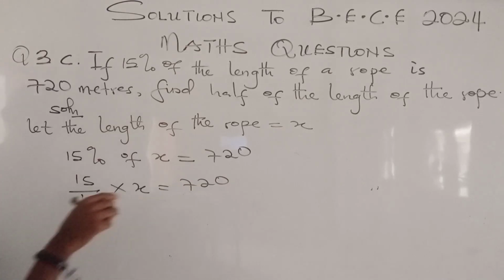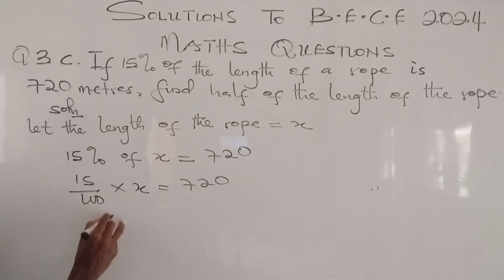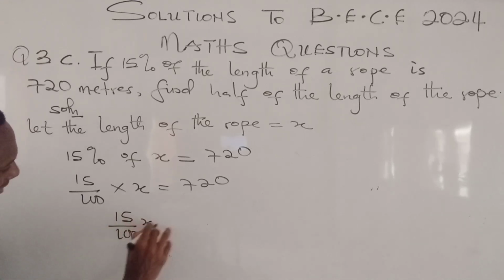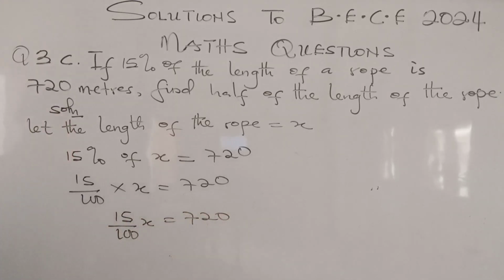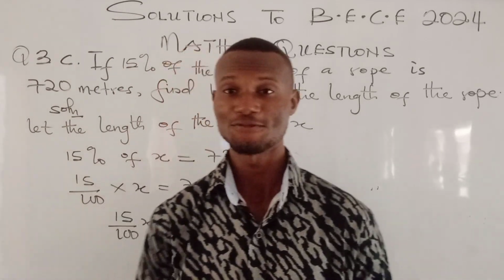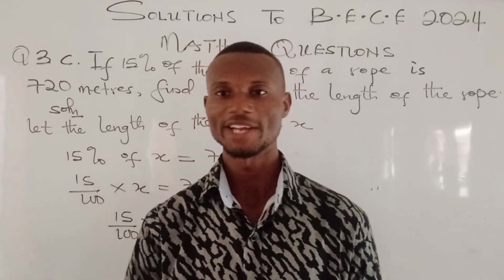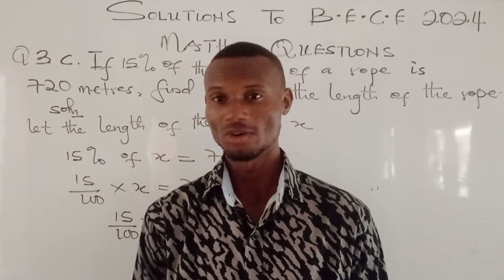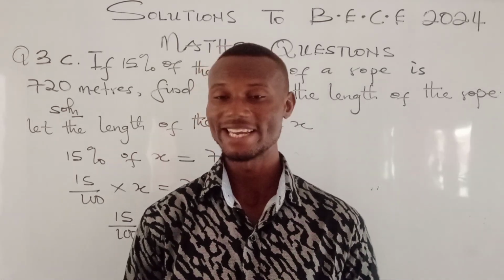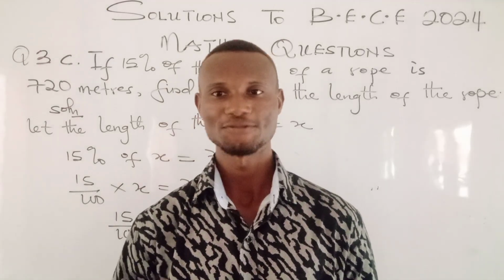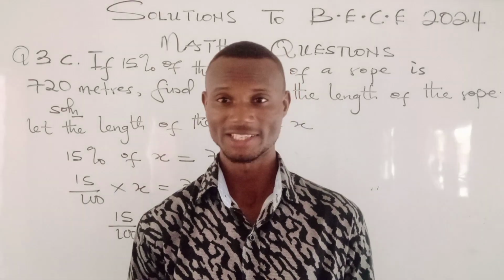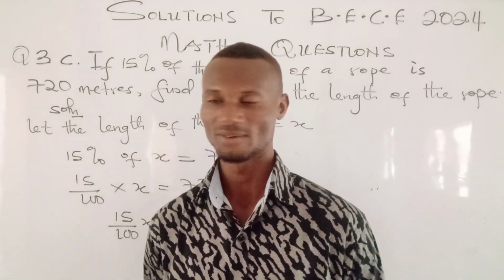So 15 over 100 times S will give me 15 over 100 S. So I'm going to have 15 over 100 S equals my 720. Anytime you have a linear equation which contains fractions, what you do is multiply through by the LCM. And also I've taught you LCM. We treated LCM as a full topic. So if you don't have any idea of LCM, just search for my videos again either on Facebook or YouTube, and you'll get the videos on LCM to watch to understand. We are applying that knowledge here.